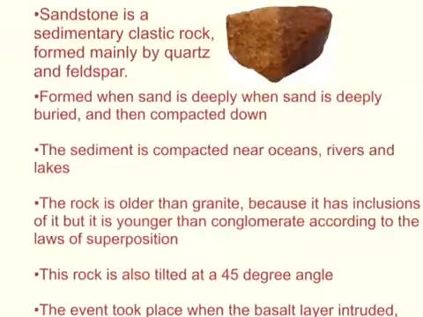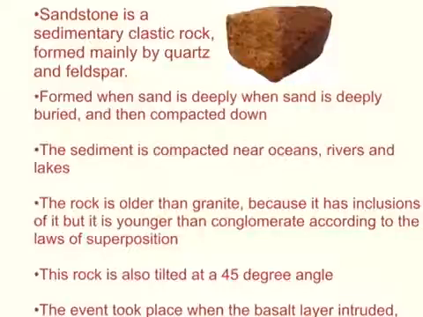This is medium-grained sandstone. This sedimentary rock is composed mostly of quartz. It was formed when sand is deeply buried and the pressure of the burial is slightly higher than the temperature, which allows for the minerals to deform. The grains become more tightly knit together and the sediment is compacted. It is typically found near oceans, rivers, and lakes, for example on a beach. The rock is older than the granite because it has inclusions of it, but it is younger than the conglomerate according to the law of superposition. This rock is also tilted at a 45-degree angle.